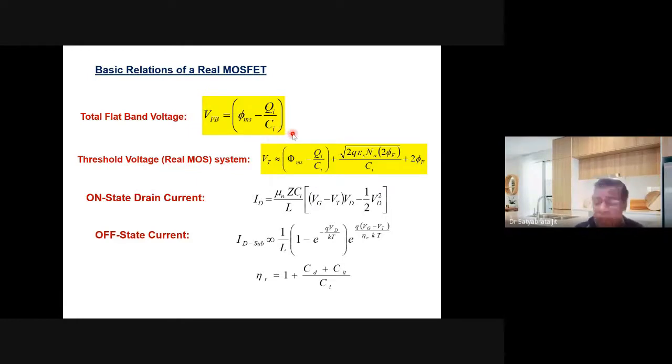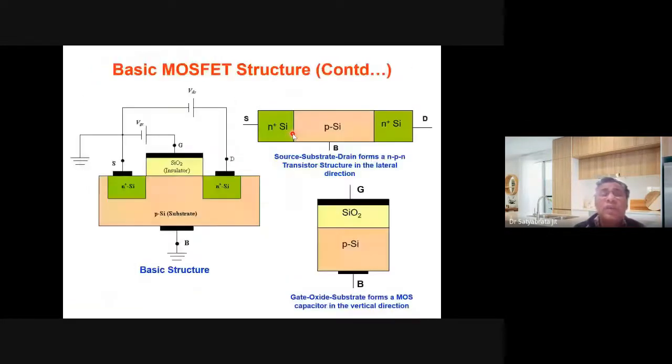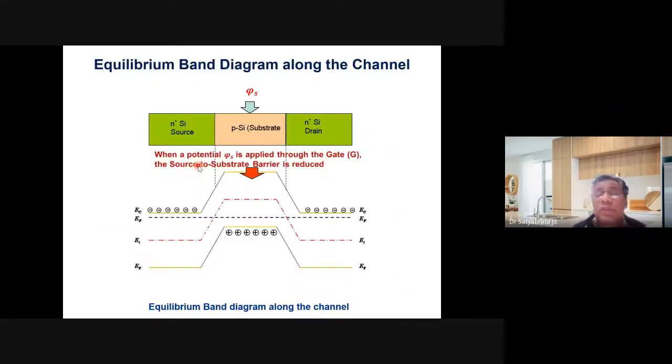And here the oxide capacitance CI. This oxide capacitance is considered per unit area. That is the permittivity divided by its thickness. So this is the oxide capacitance per unit area.